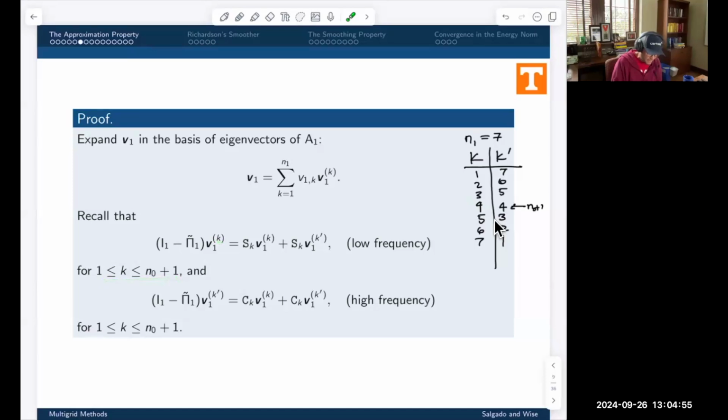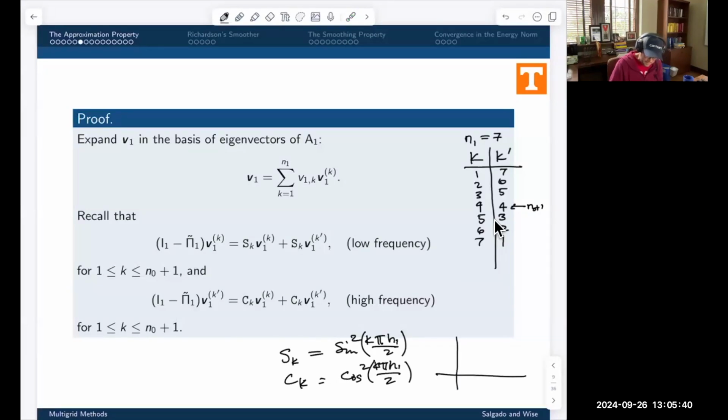k for k between 1 and n0 plus 1, and k prime for k between 1 and n0 plus 1. So this is how it maps these vectors. It maps them to themselves times this trigonometric factor. So this was sine squared of k pi h1 over 2, and ck was cosine squared of k pi h1 over 2. Those you can check if you plot those guys.